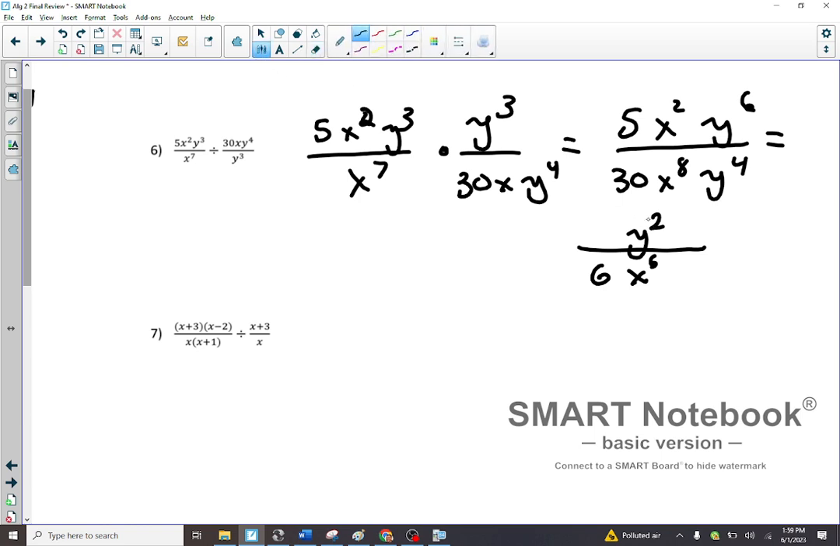Yes, the multiple choice answer would look like this, though. Wait, why does the y squared move to the top? This 6 minus 4 is positive 2. I mean, I was thinking, yeah. Yeah.